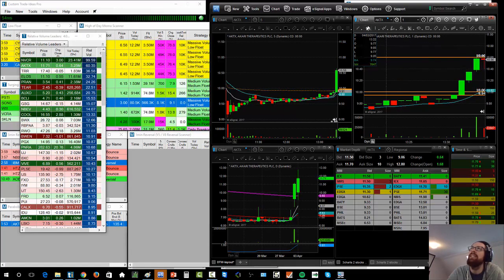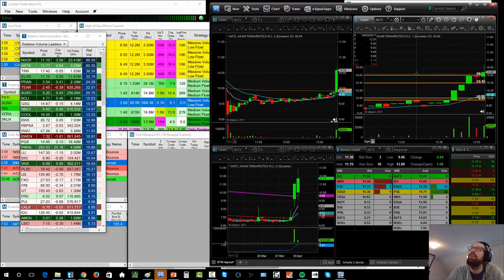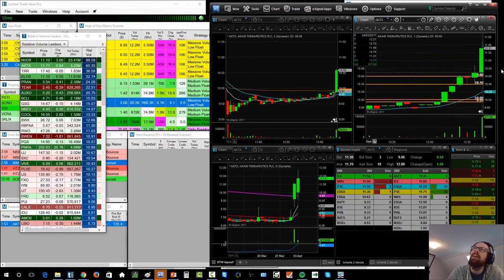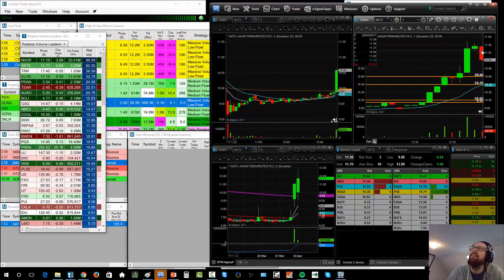Time of day is not ideal, and the price range is just a little over 10, but it's okay. The float is low, so I'd say it's worth a try. Let's see what happens. Get in at 10.60. We already know what happens. It works. So it moves up to a high of, let's see, 11.49.